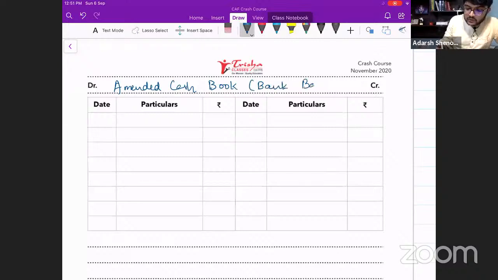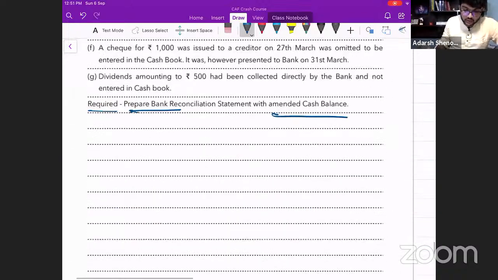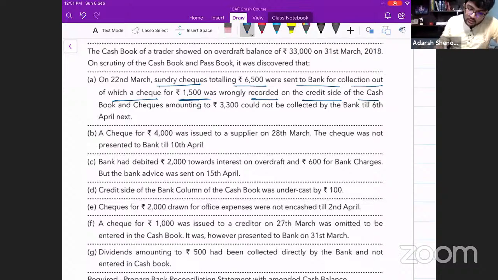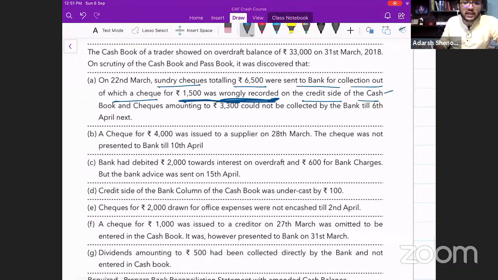I will write it over here like this. Okay. Now, tell me, we sent to bank for collection, out of which 1,500 was wrongly recorded on the credit side. Will this come in the adjusted cash book or not? This particular item, 1,500, will this come in the adjusted cash book?